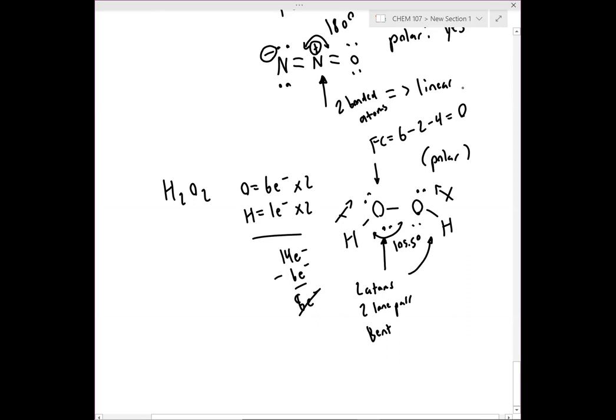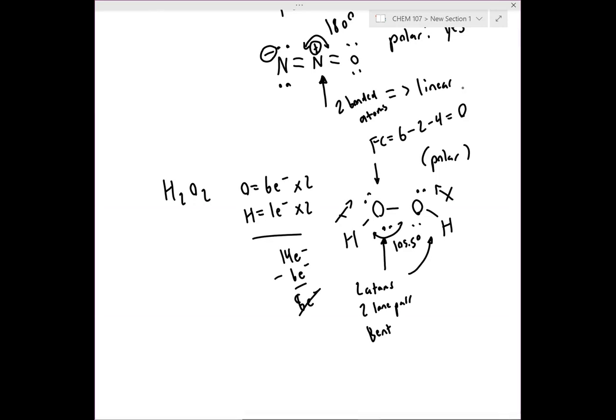So for us, should we calculate the formal charge each time? Yes, just to be sure. And you only need to state it if the formal charge is not 0.